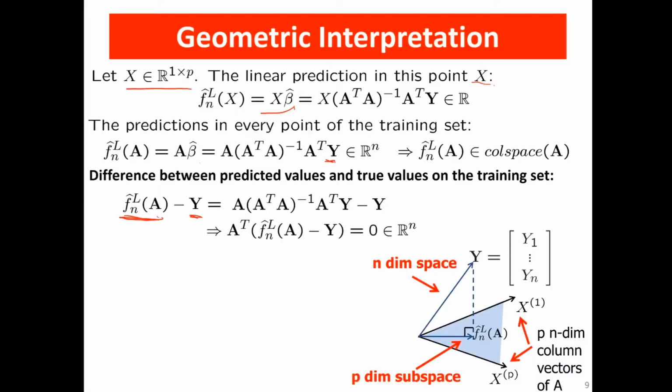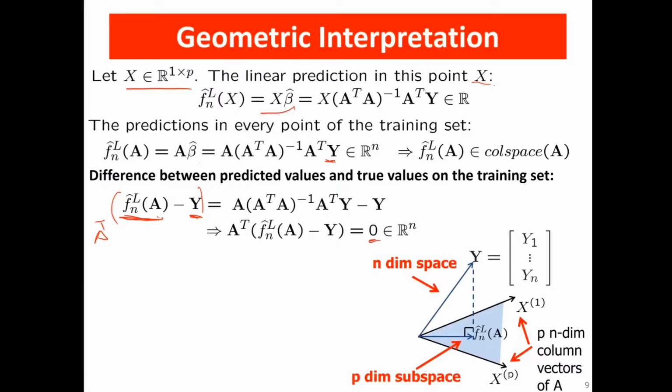The other observation we can make is if I multiply this difference with A transposed from the left, then what I get is A transpose A times A transpose A inverse, that cancels each other out, times A transpose y, minus A transpose y, and that's 0. In other words, if I multiply this difference f hat(A) minus y with A transposed from the left, that is A transpose times (f hat(A) minus y), that will be 0. What it means is that the difference f hat(A) minus y is orthogonal to the column vectors of A.